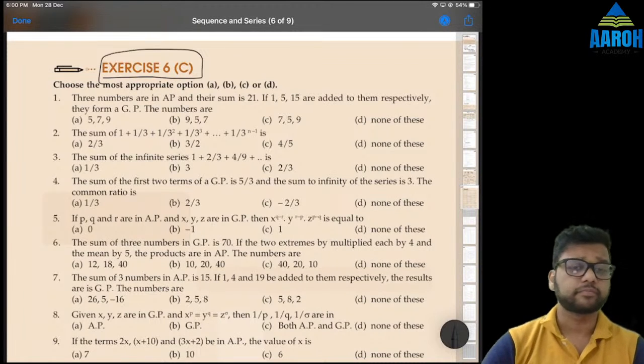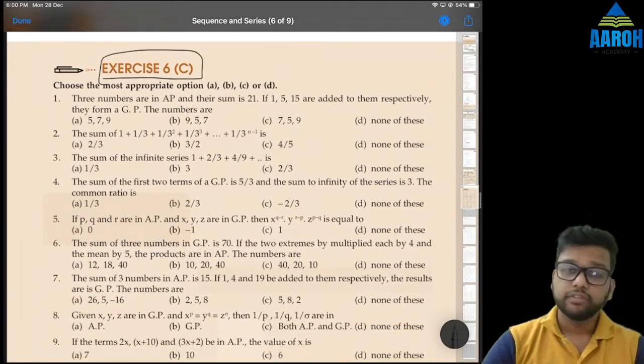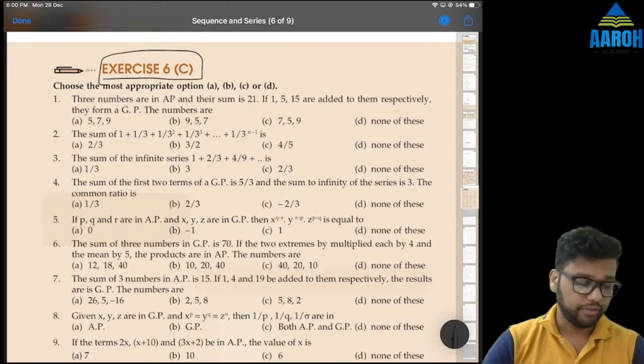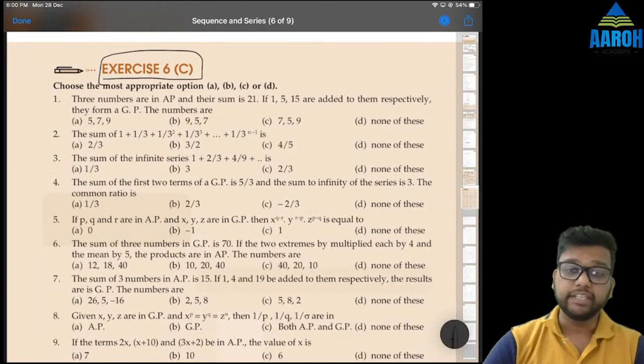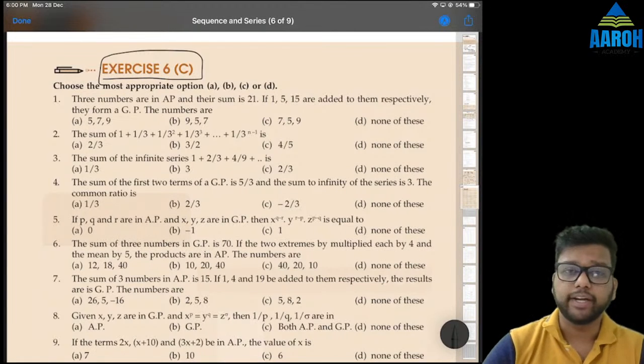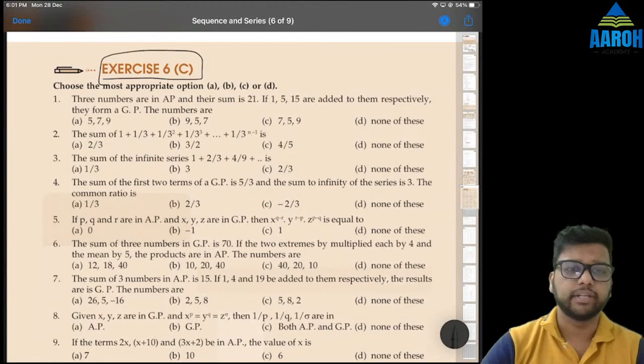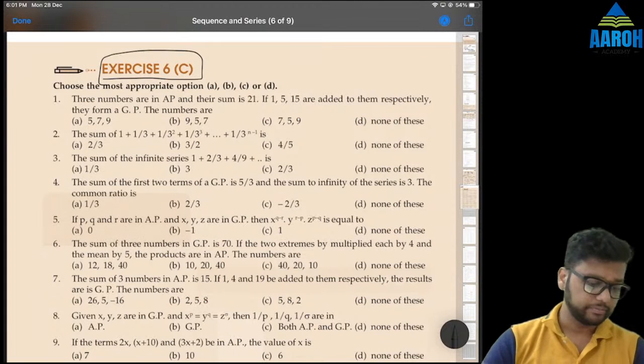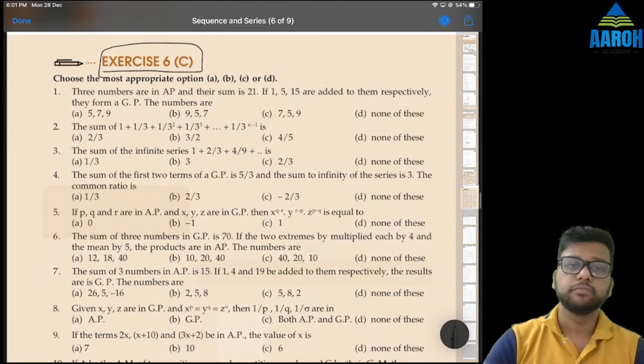Okay, so exercise 6C of sequence and series is mixed. Okay, AP, GP, both questions are there. So we'll have to identify which concept is getting covered there. So let's start with the first question.